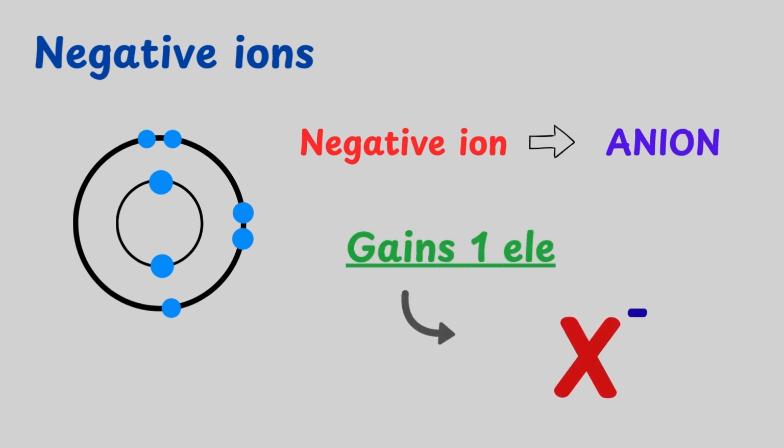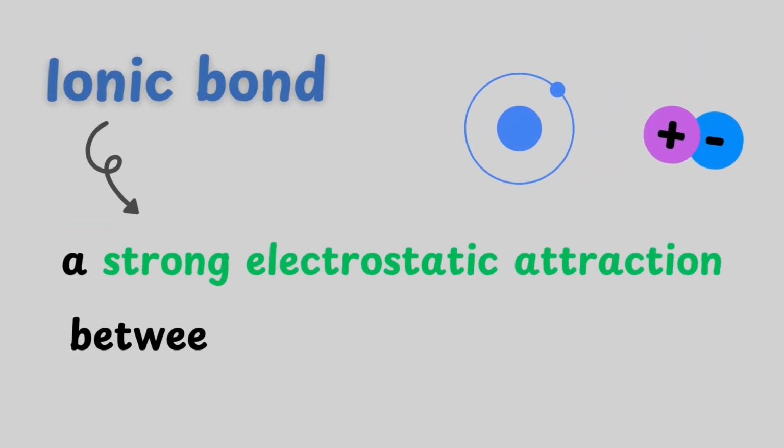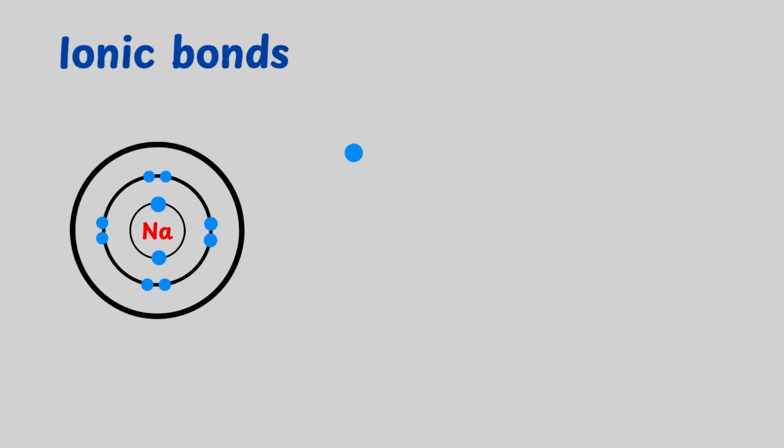When an atom gains 1 electron, there will now be a negative minus charge. When it gains another electron, the charge becomes 2 minus. Gaining a third electron makes the charge 3 minus, and so on. An ionic bond is a strong electrostatic attraction between oppositely charged ions. This is an example of ionic bonding.